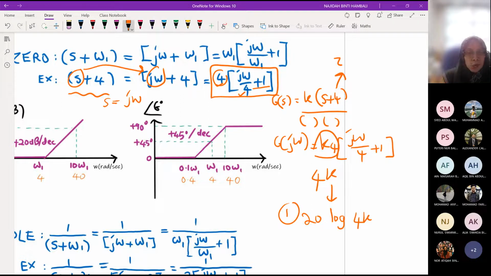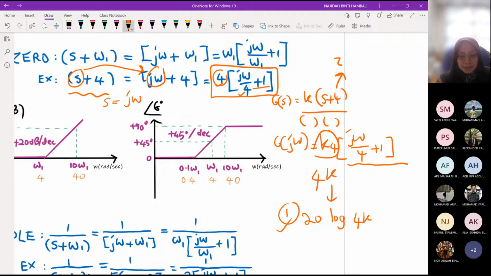You settle any constant in the transfer function after you convert from S to frequency domain and do the normalization. You need to settle all the constants in the transfer function using theory number 1 for constant. Clear? Any questions?